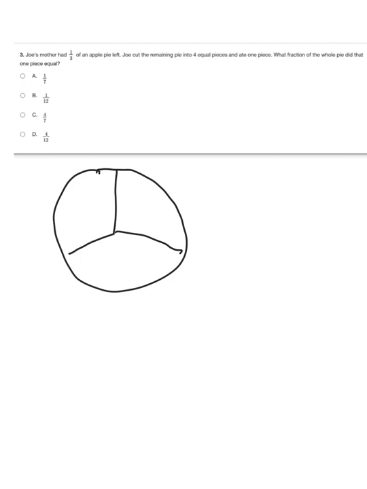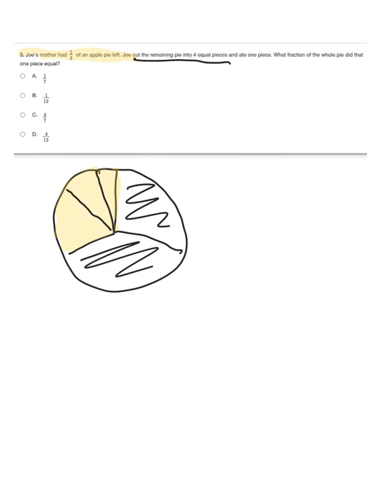And this tells us that Mom had 1/3 of the pie left. So she's got 1/3, and these other 2 pieces are gone. Not there. This is not there. This is not there. Joe cut the remaining pie into 4 equal pieces. So here's 1 slice, 2 slices, 3 slices, and 4 slices. He ate 1 slice. So this is what Joe ate.